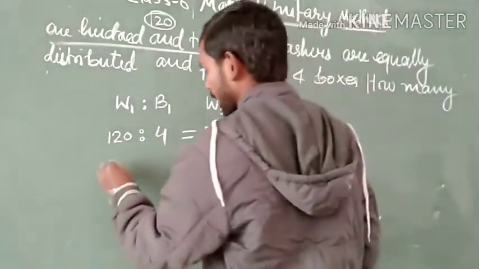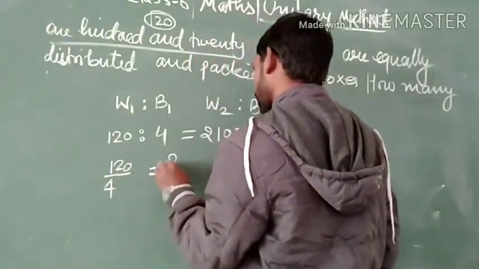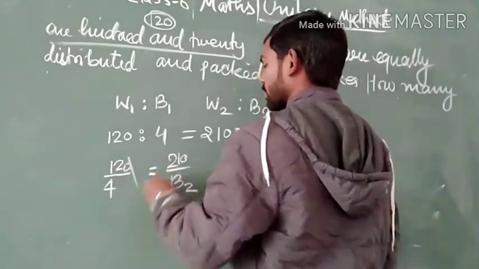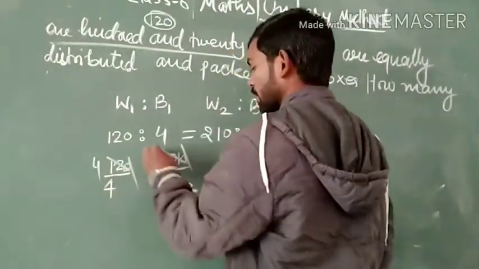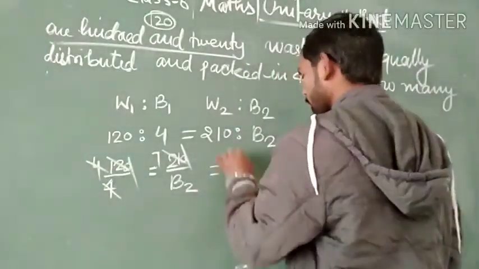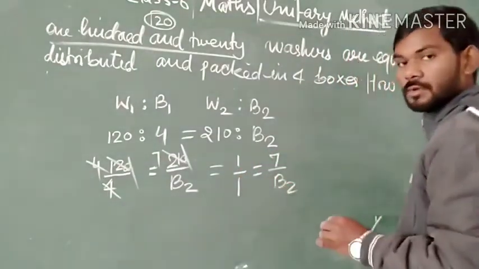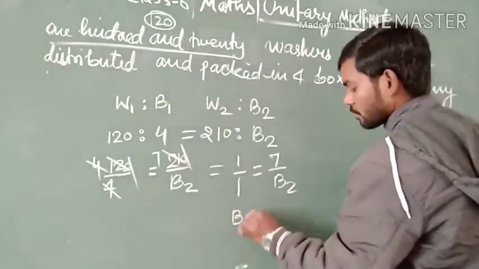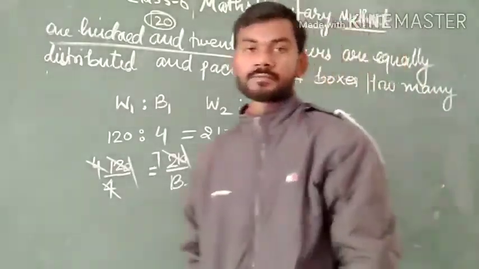Now we write them in the fractional form. 120 upon 4 is equal to 210 upon B2. Now solve. 0 and 0 cancel out. 3 4s are 12 and 3 7s are 21. 4 and 4 cancel out. So here we get 1 upon 1 is equal to 7 upon B2. When we apply cross multiplication, we get B2 is equal to 7. Therefore, 7 is the right answer.